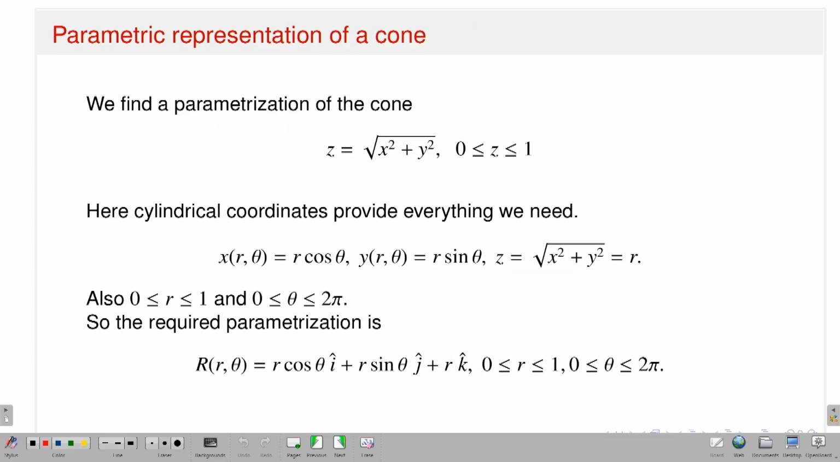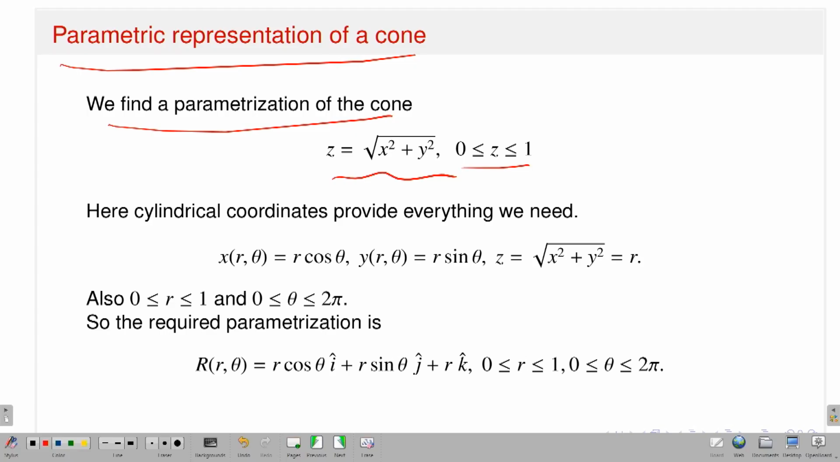Okay. Another one, like if I want to talk about the parametric representation of a cone, suppose you have a cone in R3. So what will be the parametric representation? Now we find a parametric representation of the cone. Now this is what? z is the square root of x square plus y square, and z running from 0 to 1, right? So therefore now it is what? This is actually given in the explicit representation of your surface, which is nothing but a cone.